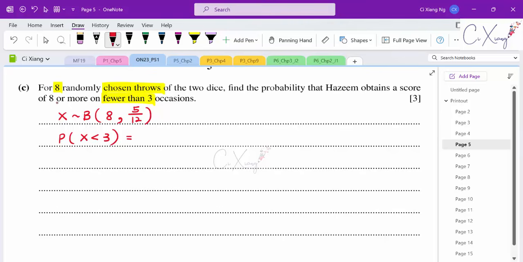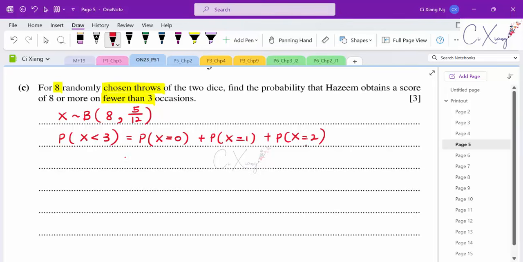Okay, so for your understanding, if let's say I want to find the probability for x smaller than 3, for a binomial distribution, you can start from 0, where out of the 8 throws, no throw obtains the score of 8 or more. It can also be x equals 1. It can also be x equals 2. So for our question here, in the solution that we set up just now, they're asking for x smaller than 3, which does not include the 3. So by right, we should stop at x equals 2.